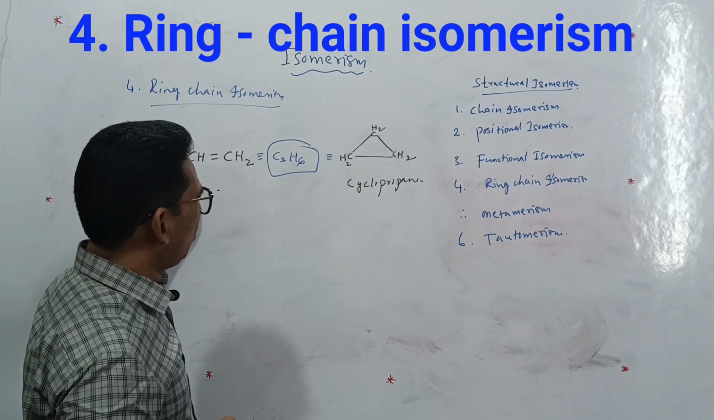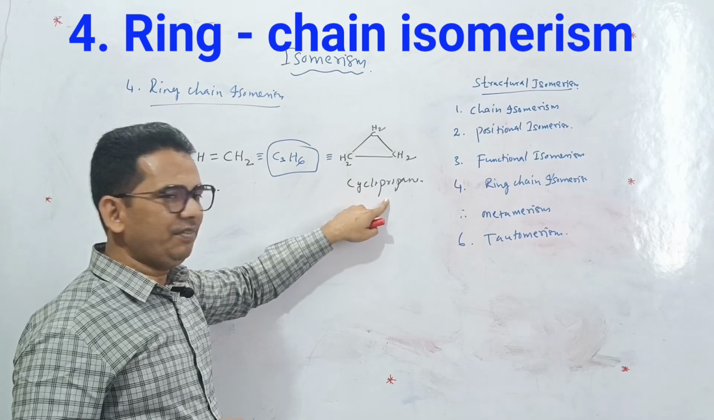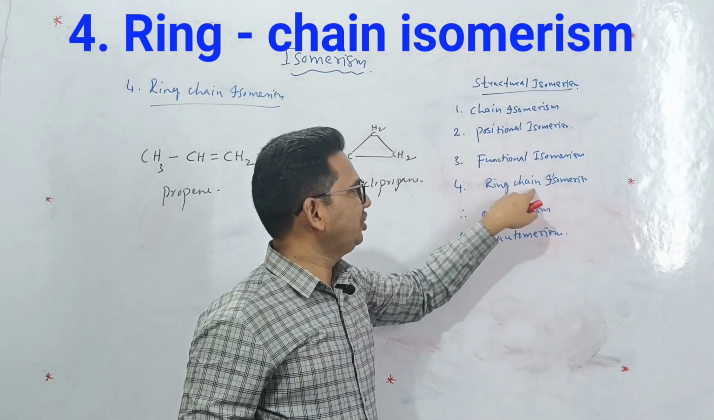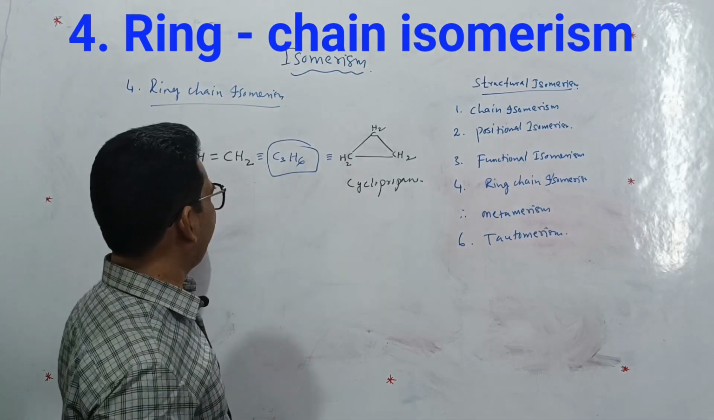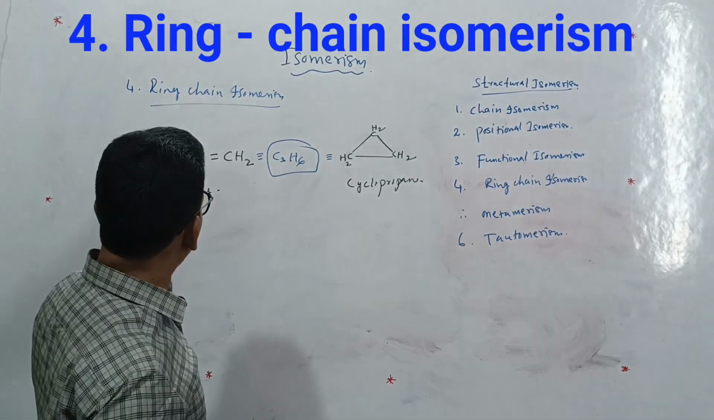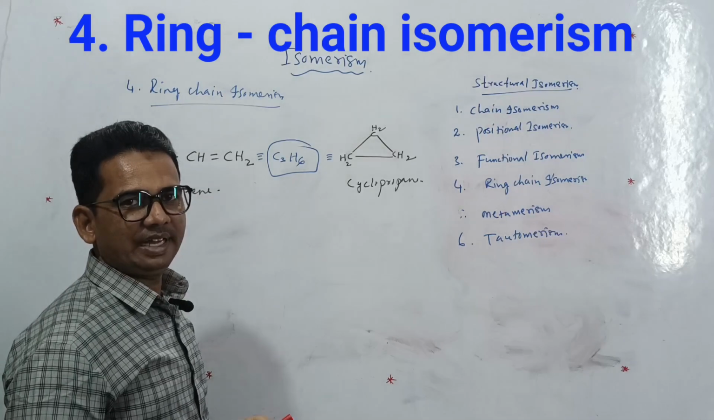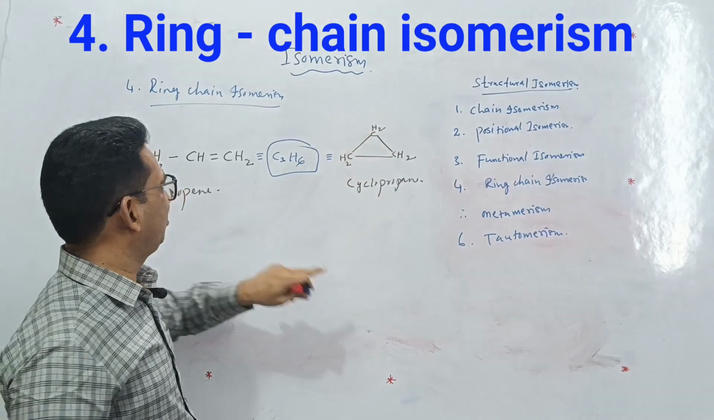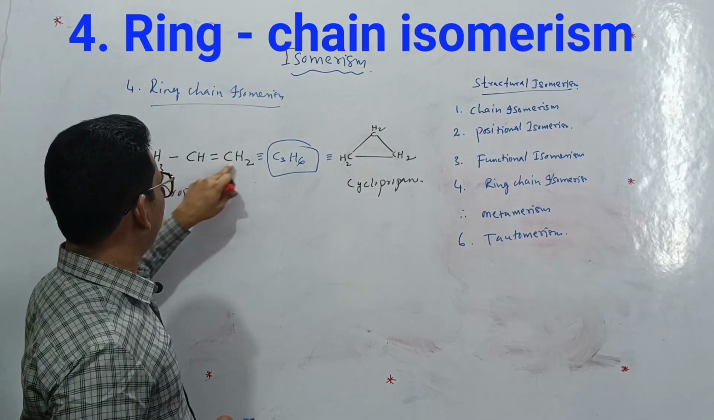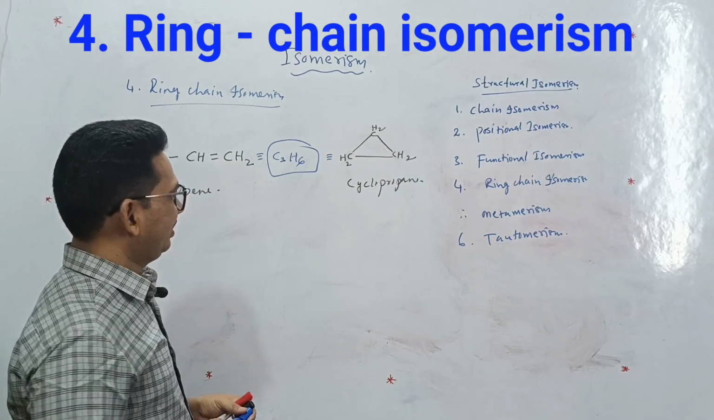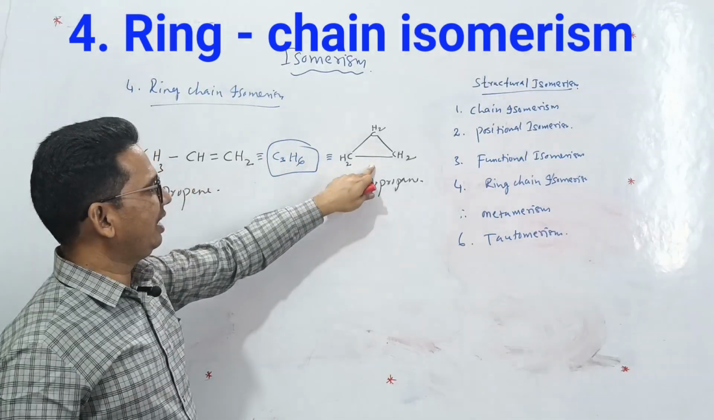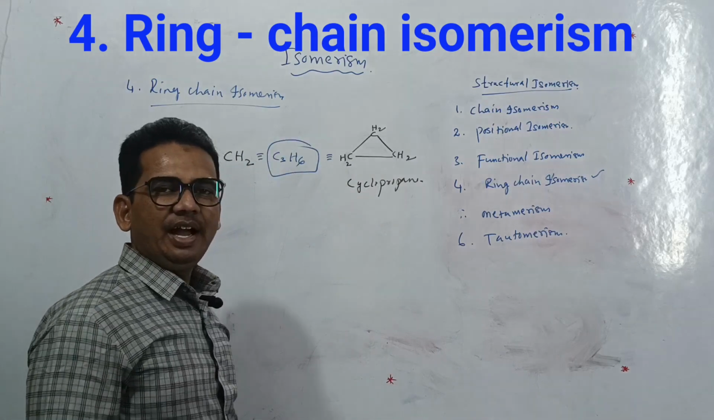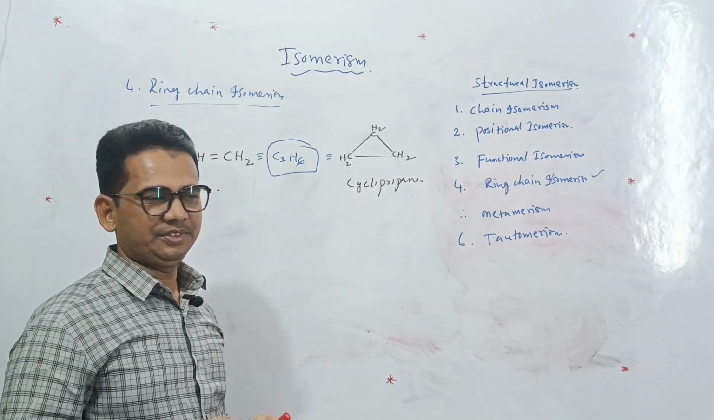One is in the form of an open chain, another is in the form of a ring. That's why this type of isomerism we call ring chain isomerism. The connection is different. The connection around the carbons is different. Here all the carbons are connected together, but in this case no. These 2 carbons are free. That's why one is in chain form, another is in ring form. That's why we call this ring chain isomerism. I hope you understood this one.